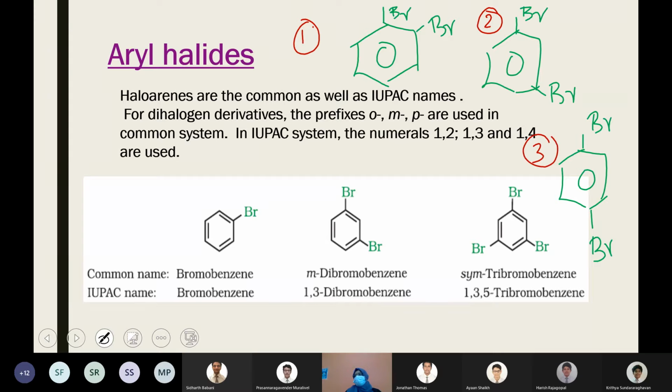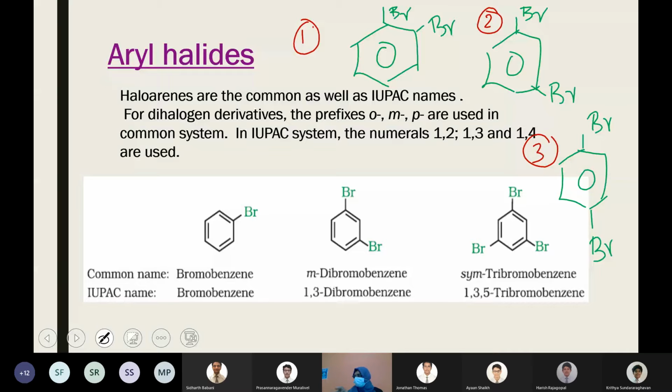First example, what is the common name? Two bromine are there, right? Two bromine means it's a dibromobenzene. But all the compounds 1, 2, 3, all of them are dibromobenzene. There are two bromine in the benzene, but they are different, right? The position of the bromine is different, right? So that means you have to differentiate. All of them are dibromobenzene.